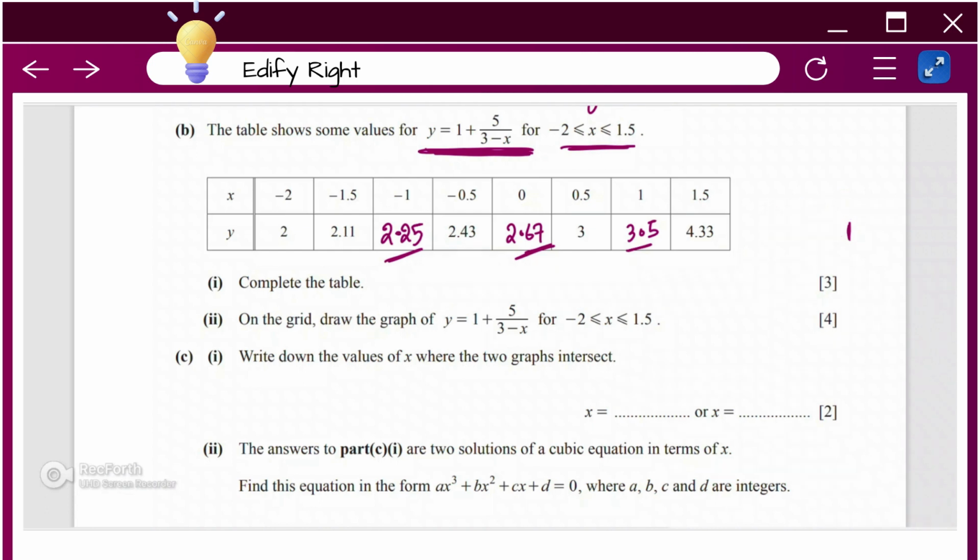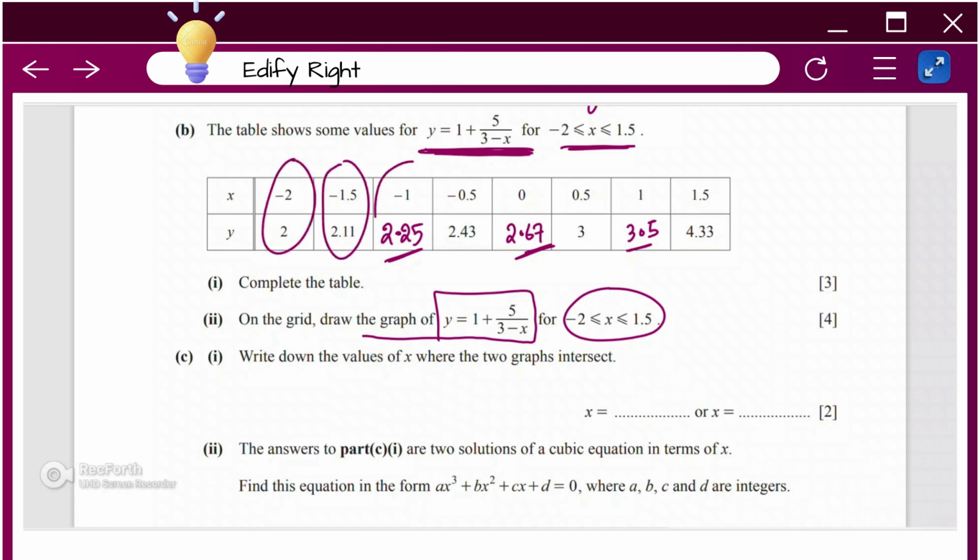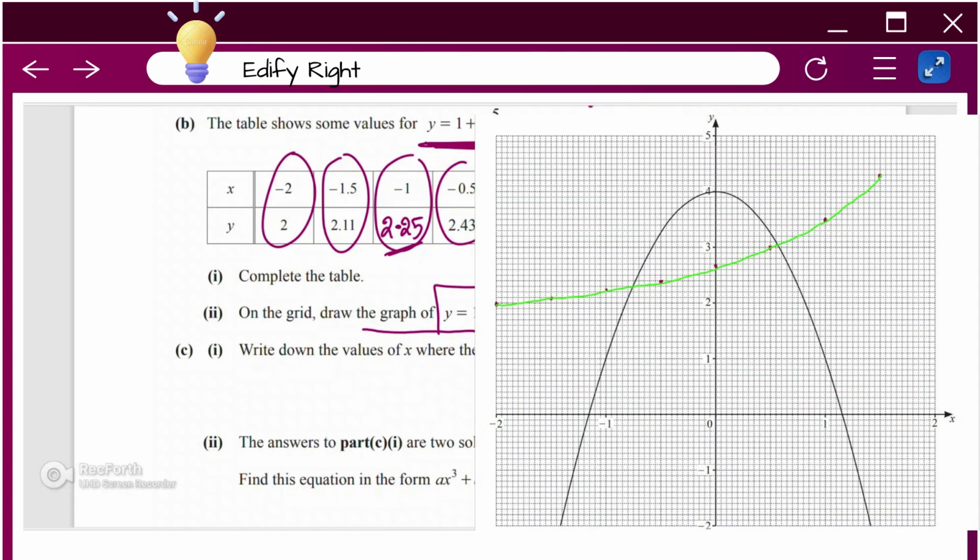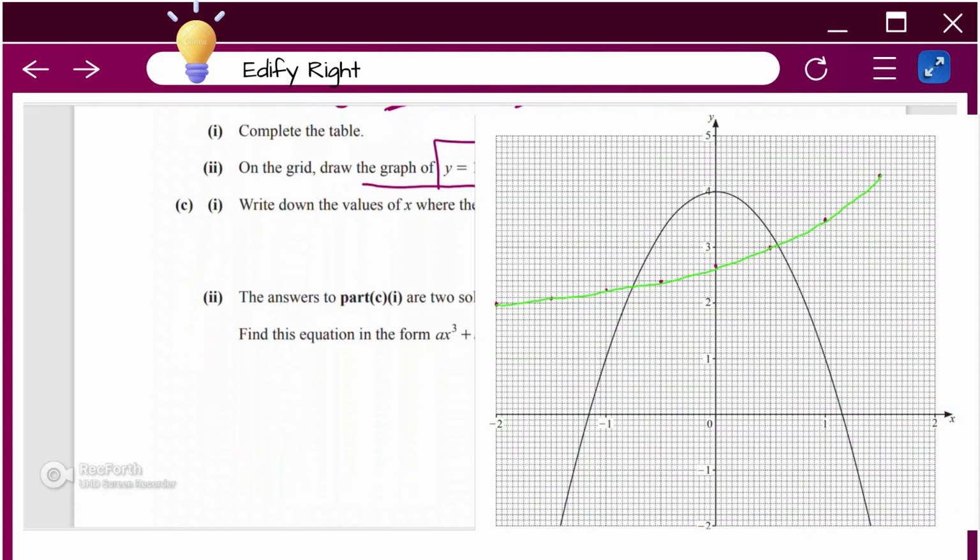It's just simple substitution. The next question is, on the grid, draw the graph of y equal to 1 plus 5 by 3 minus x for this condition. So this is pretty simple to do. The reason is, you already have all the points. All you have to do is just see where these points lie on the graph, mark them and join those points. So let's do that over here. So this is what the finished graph looks like.